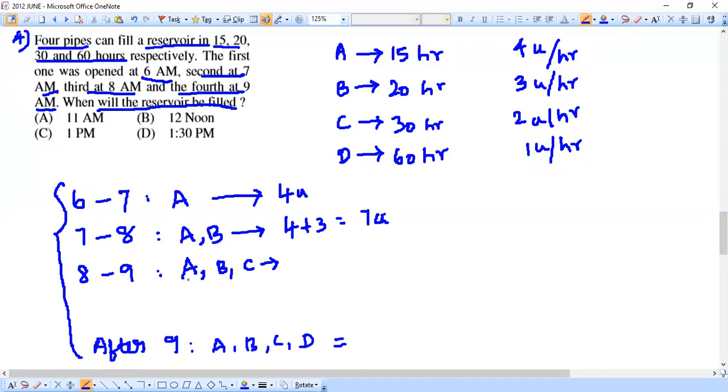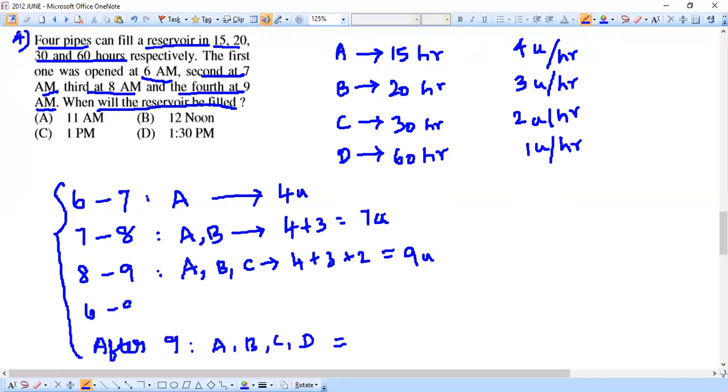Now come to the next 1 hour, 8 to 9. In this 1 hour gap, these 3 pipes A, B, C are working. So for this 1 hour, we have to add 4, 3, 2. So 4 plus 3 plus 2 will give us 9 units. Is it or not? So 9 units. For the first 3 hours, I mean 6 to 7, 7 to 8, 8 to 9, we have calculated everything. Now let us see overall 6 to 9.